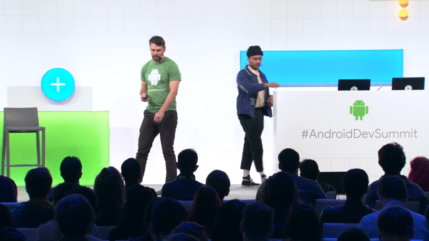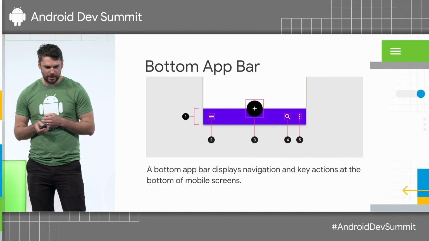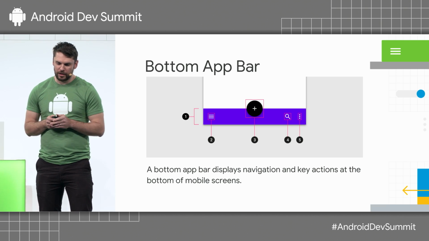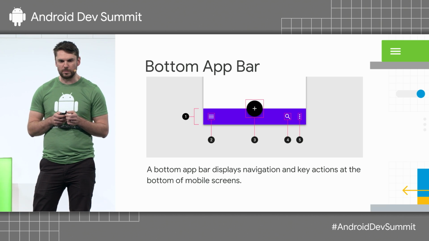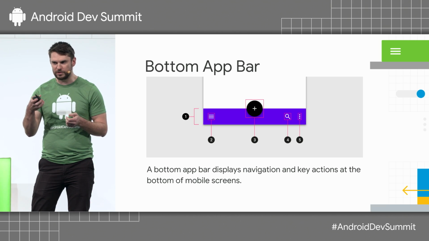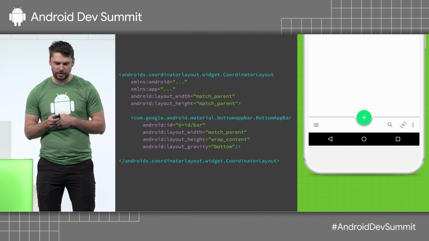So now we're just going to talk a little bit about some new components. With material theming, we introduced a few new things, such as the bottom app bar. The bottom app bar displays navigation and key actions at the bottom of mobile screens, which is great for people who are just one-handed using their thumb to interact with the device.